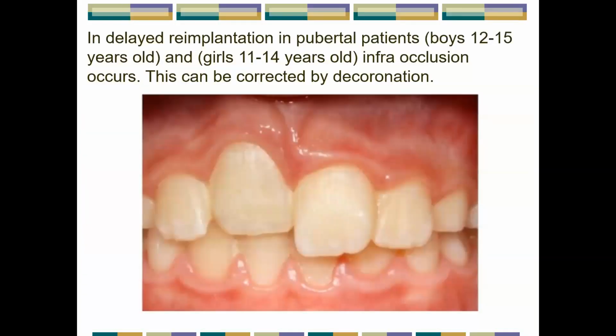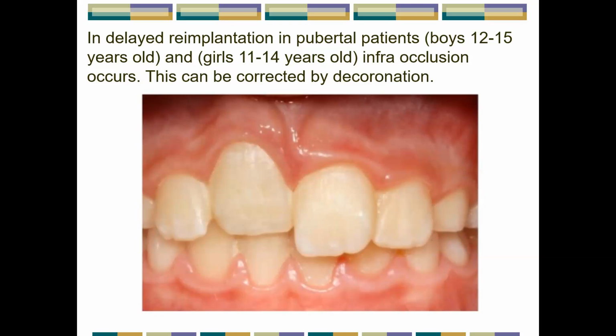Okay, so this is what is infraocclusion. So you may reimplant a tooth, maybe in a 9-year-old, 10-year-old, and later you see that there is actually a difference in the height of the teeth. You know, the gingival margin is not the same. Obviously, this shows that the tooth has been ankylosed. And if the tooth is ankylosed, there is no way it's going to erupt at the same rate as the other teeth.